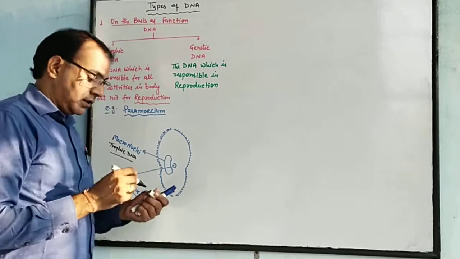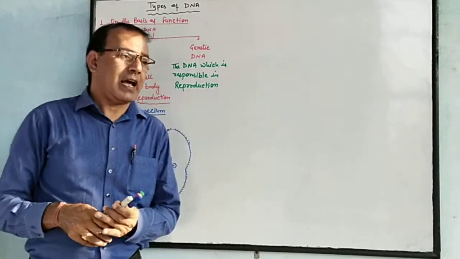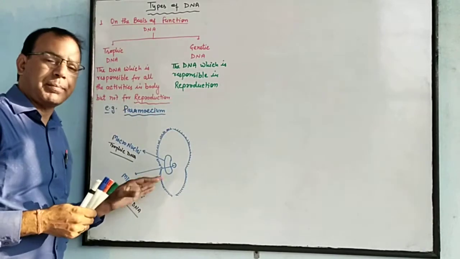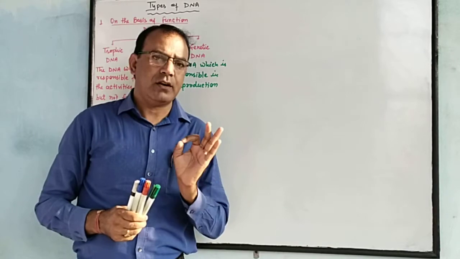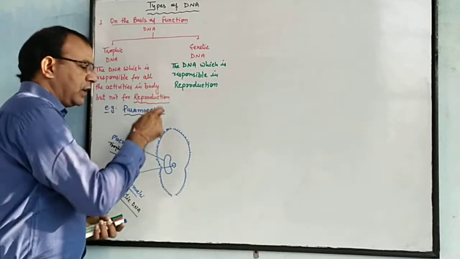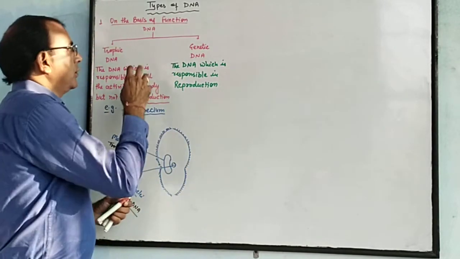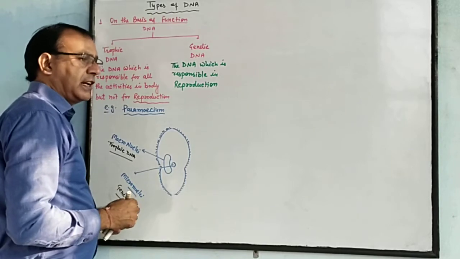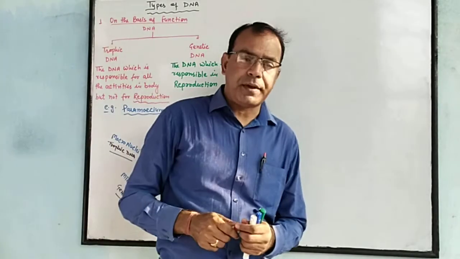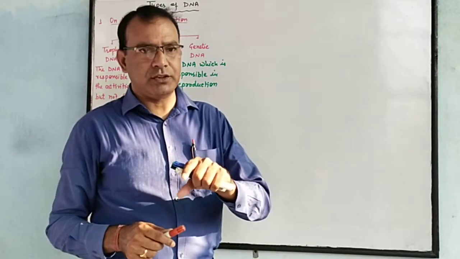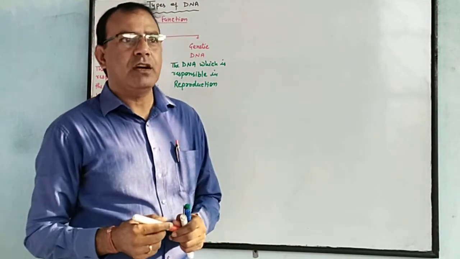Again listen, trophic and genetic DNA is applicable only for lower categorized organisms, not in higher organisms. This is the first basis on which we can categorize the different types of DNA. The next one is on the basis of base pair and coiling structure.